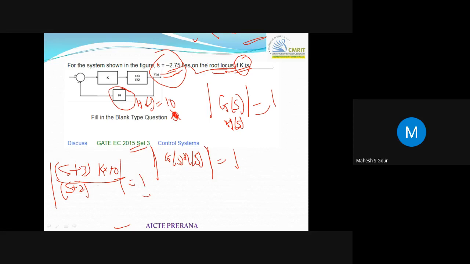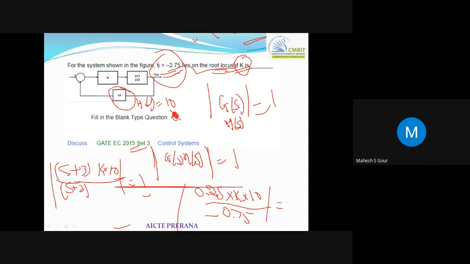See, if you do like this, whole marks will be gone. Sir, is it 3 by 11? No, not 3 by 11. I can put it directly, see, it is pretty easy. I can do it orally. When I put s equal to minus 2.75, minus 2.75 plus 3, I'll be getting 0.25 here, correct? Into K into 10 divided by, in the denominator, minus 2.75 plus 2, I'll be getting minus 0.75, right?